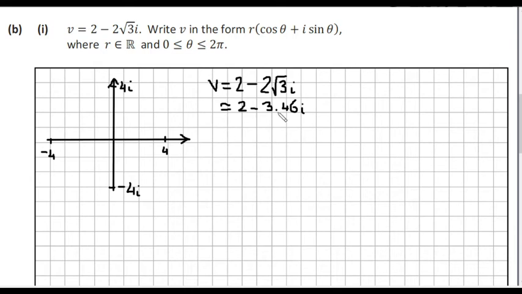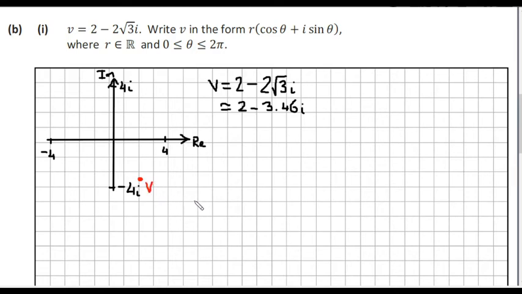Now to locate that, this is again the real axis here, and this is the imaginary axis. So we're going to go 2 on the real axis, and then down by 3.46 on the imaginary axis. So we're going to be down to roughly somewhere here. So that is where v is going to be.